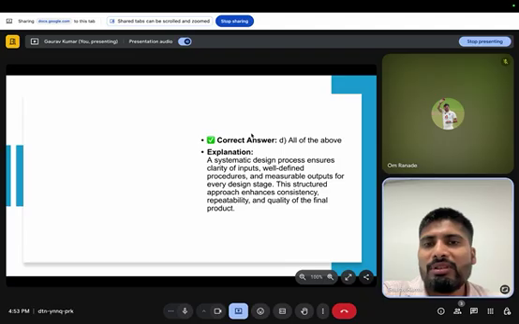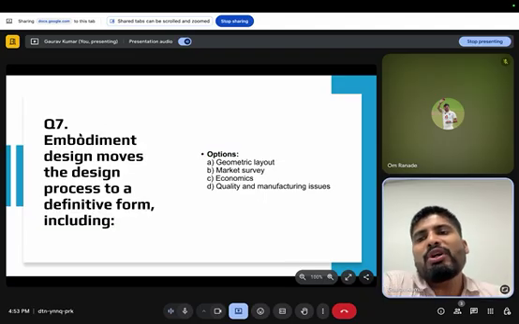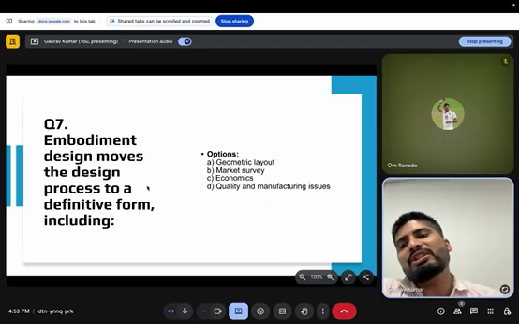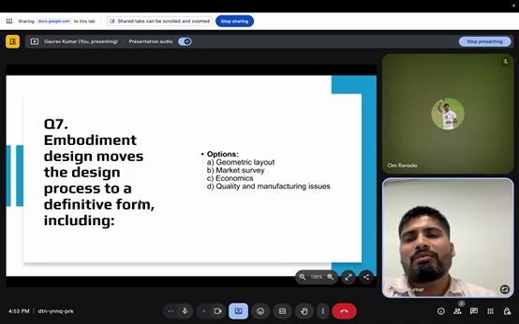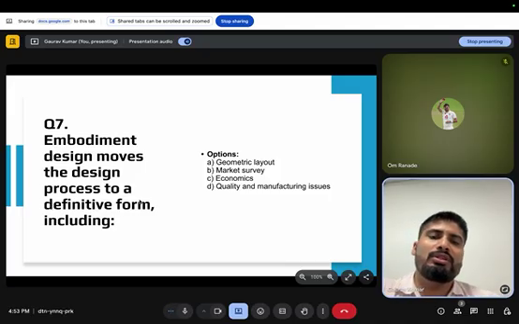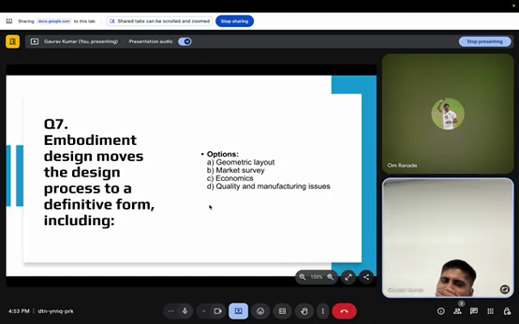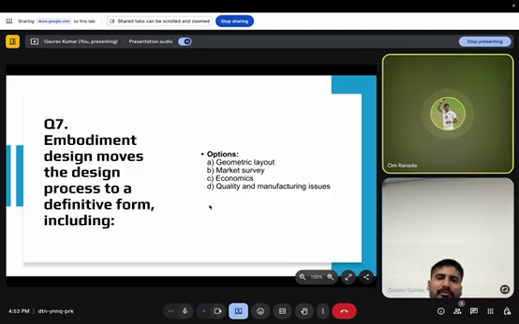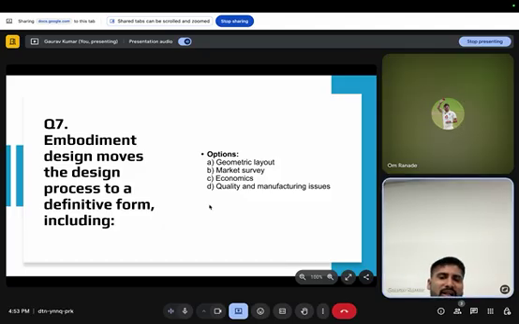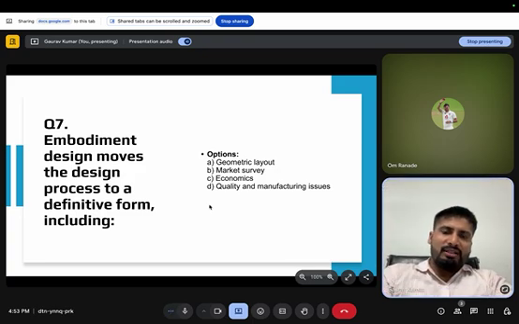Oh, just a minute. So embodiment design moves the design process to the definitive form, including what? What is the right answer? Geometric layout. Geometric layout, okay. But this is the MSQ, so there are a few more options which are correct. You are partially right.